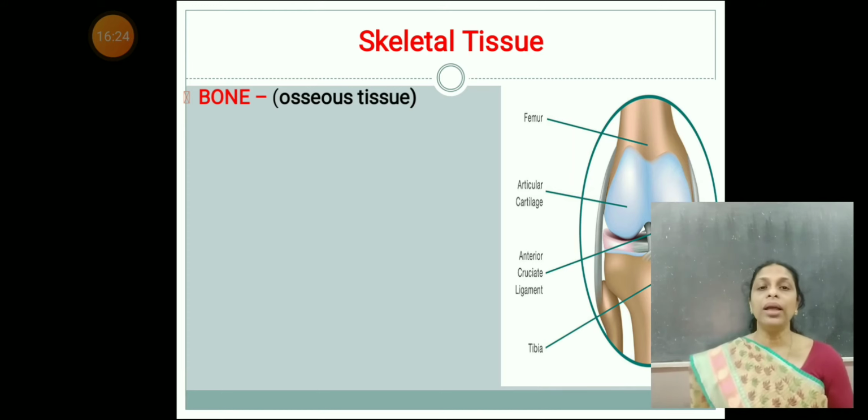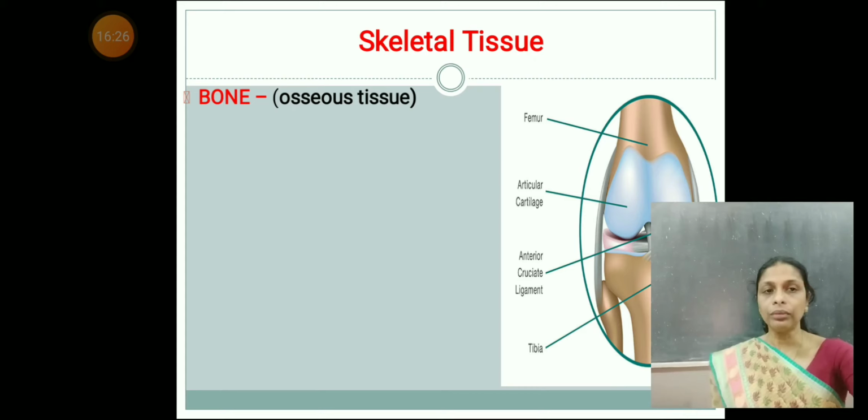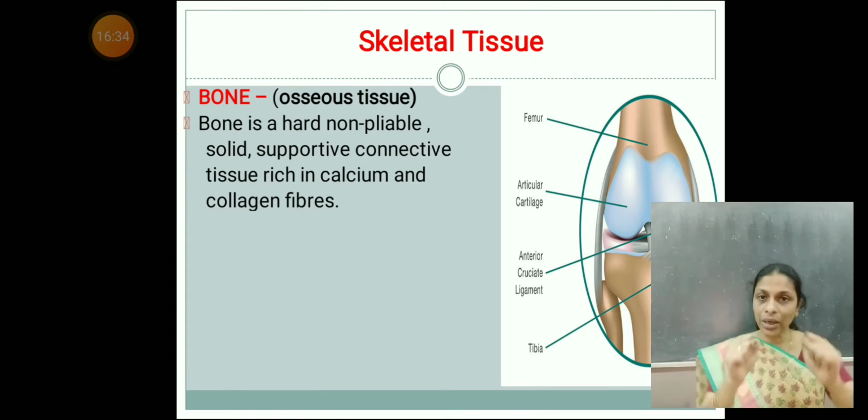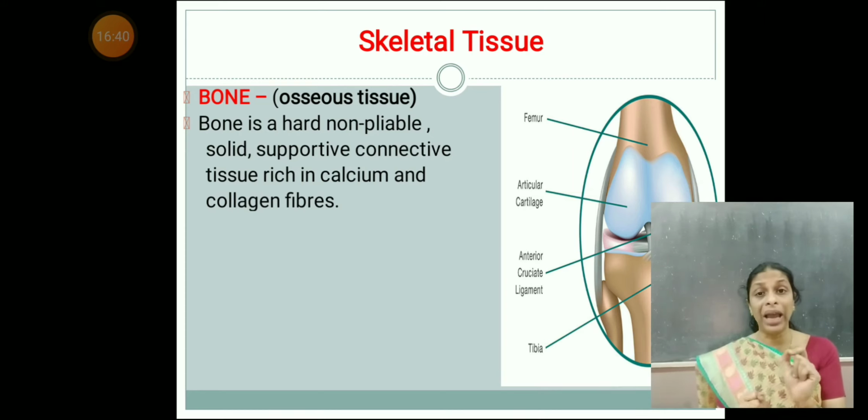Now, what are the features of bone? The first feature, as you know, bone is hard, isn't it? It is non-pliable, means what? You cannot bend a bone. Can you bend a bone? No. If you try to bend a bone, it will break, right? So the word for that is non-pliable. Pliable means which we can bend, right? So bone is hard. It is non-pliable, it is solid.